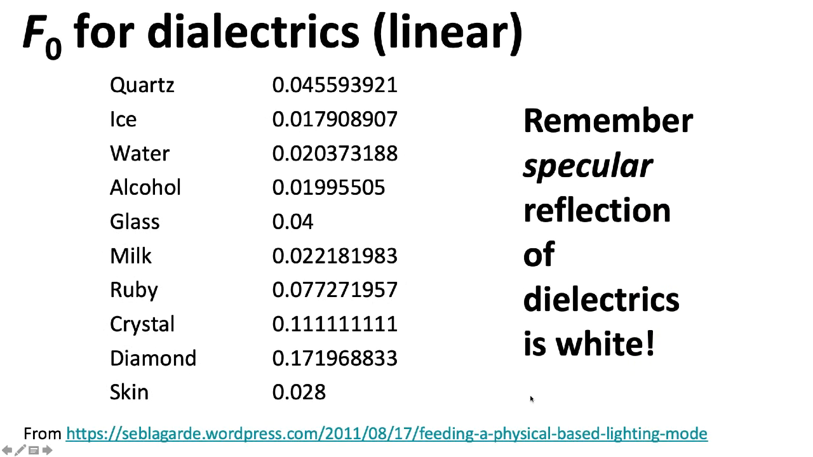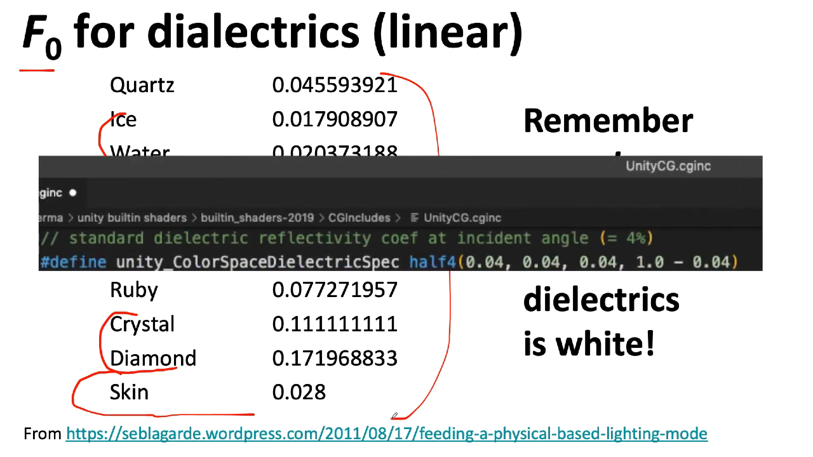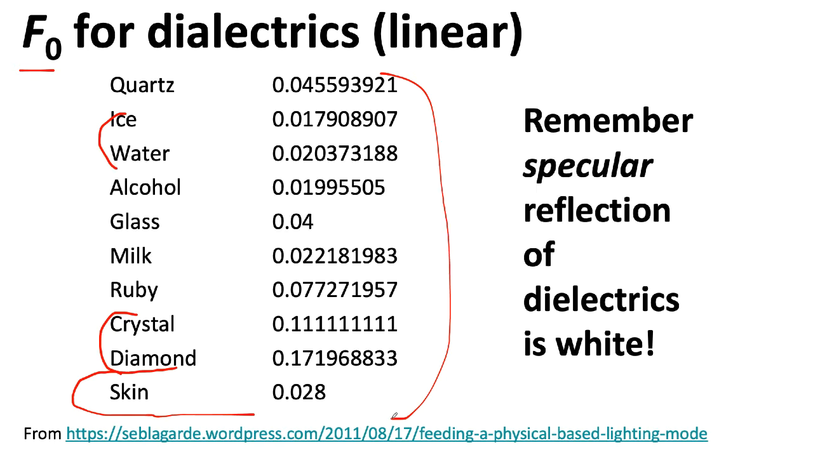So here are some examples of F-knots for various dielectrics. Remember, this is what you get if the camera is lined up with the light. Skin here is listed as 0.028, so not very strong head-on specular reflections, which is because we are not made of metal. Diamond and crystal have higher F-knots, but still not huge. Things like ice and water have F-knots pretty close to what you might have with skin. Anyway, these numbers are all not very big, and as a result, a lot of game engines don't even really let you select this. It's just built into the shader code somewhere because these small little variations are hardly noticed.